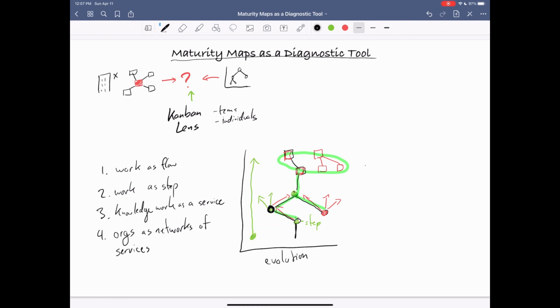We can also add to our map, what are the constraints? Where's the inertia? What components are missing? This would be, again, other services or practices. And what's the structure?